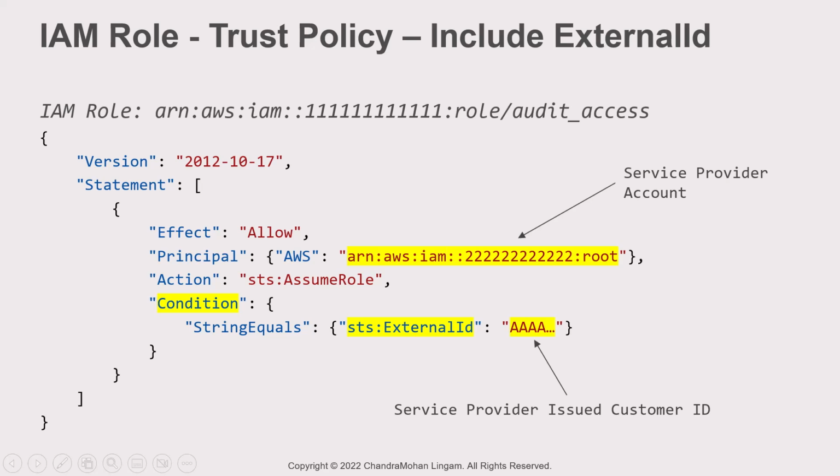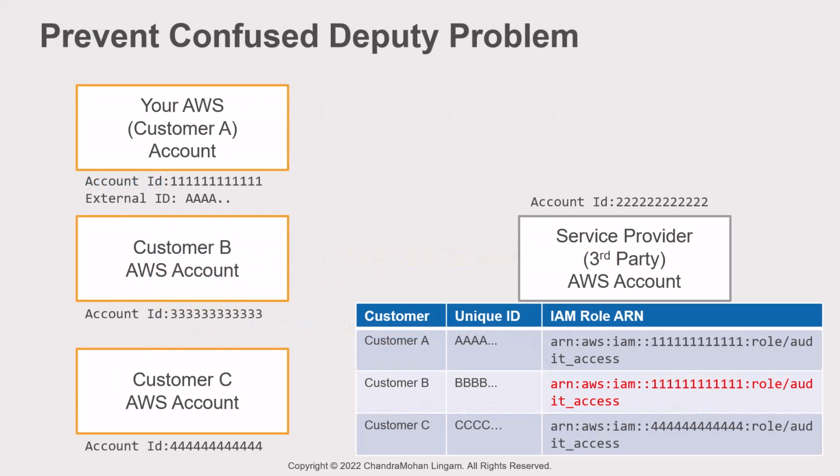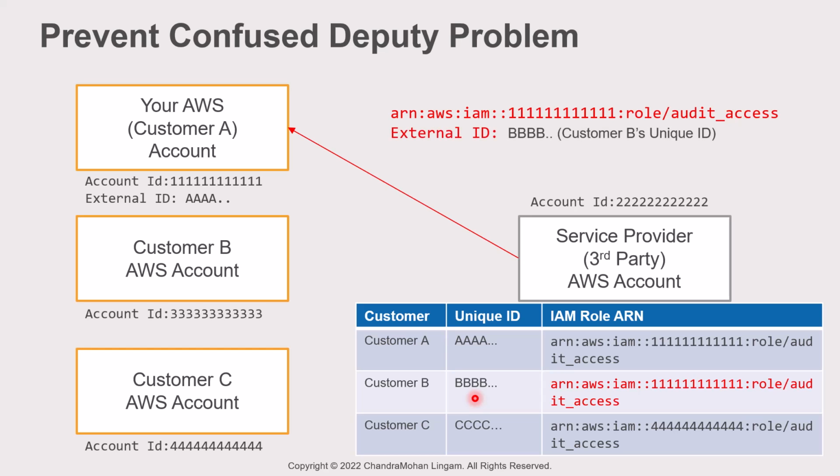Let's see how the external ID protects us from the confused deputy problem. Customer B once again provided your IAM role name to the service provider. The service provider now thinks that it is accessing customer B's environment. So it specifies customer B's unique ID when assuming the role.